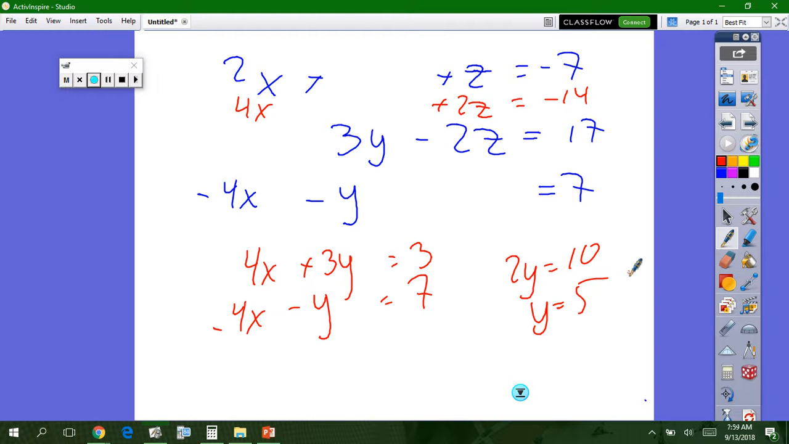And really, guys, once again, I can come back in here and solve for z, come in here and solve for x, just using what we had at the beginning of our equation, right? Yes.